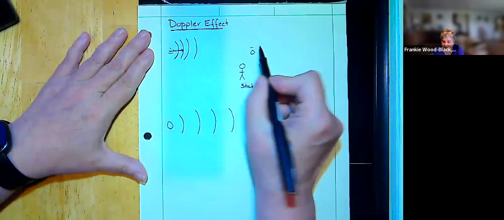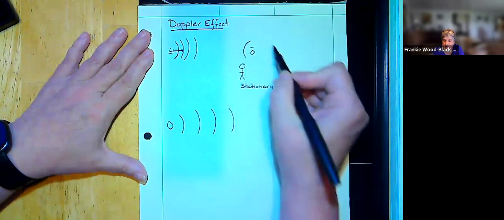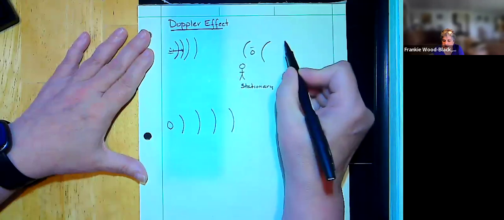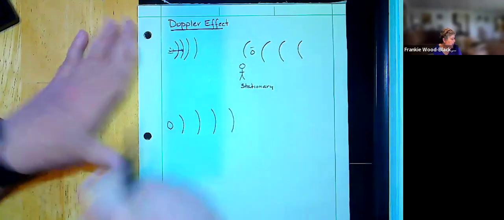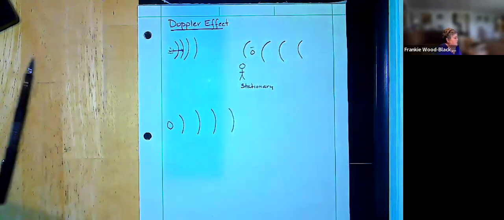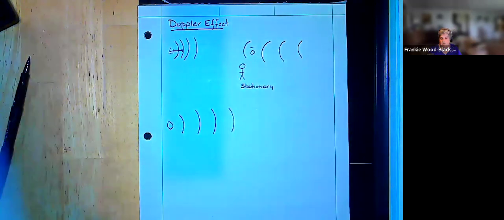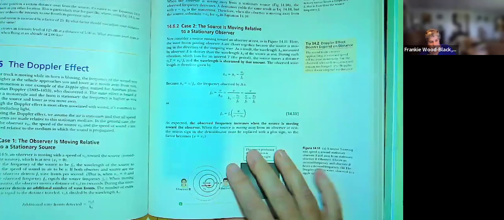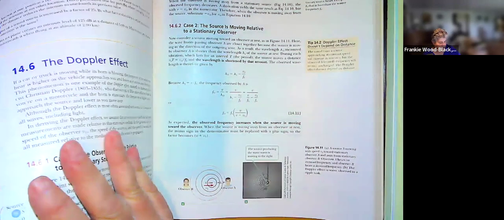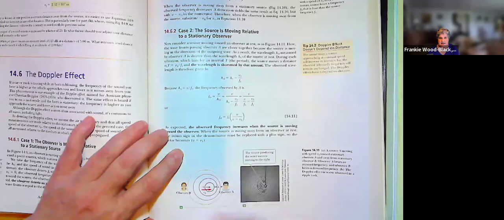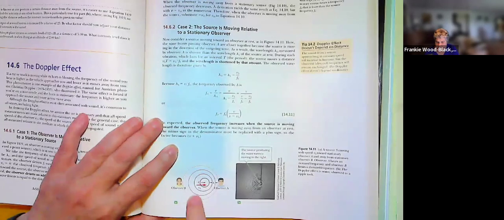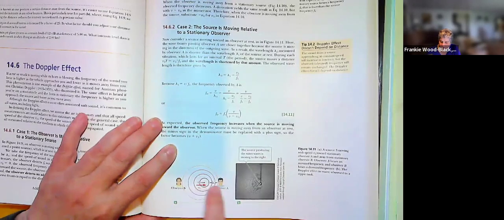Now, as I pass by, my sound actually gets bigger. That wave gets bigger. So if you have the PowerPoint or you have your book section, because some days I can do this better than others, as I am moving towards the person, it's going to look like the wavefront gets compressed. If I'm moving away from the person, it's going to look like it gets bigger.